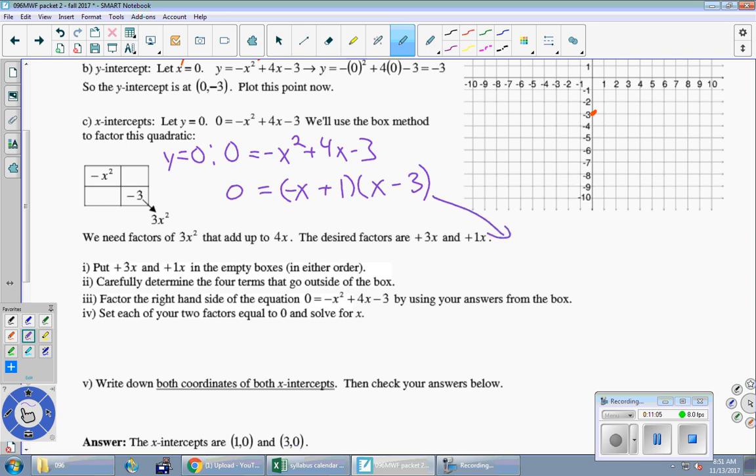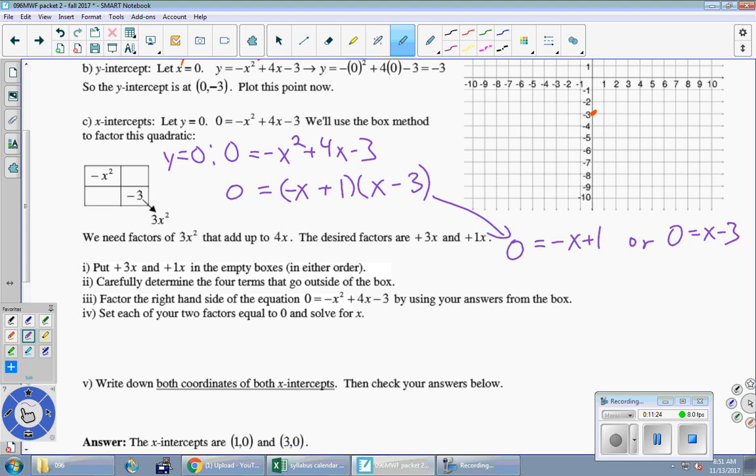We said each of our factors equal to what number? 0, right? Because the product of two numbers equals 0, one of them has to be 0. So we just write that. 0 equals the first one, or 0 equals the second one.